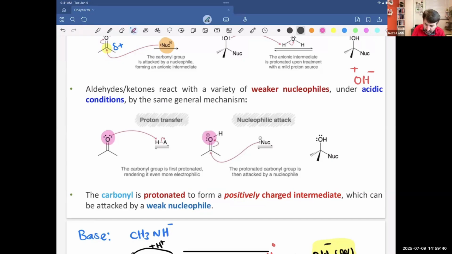Oxygen now has a positive charge. What will happen to carbon? Carbon is going to feel more pulling effect from oxygen, so the positive charge on carbon will get exaggerated. Now that it's exaggerated, it will be really thirsty for electron density. It will be a strong electrophilic center.